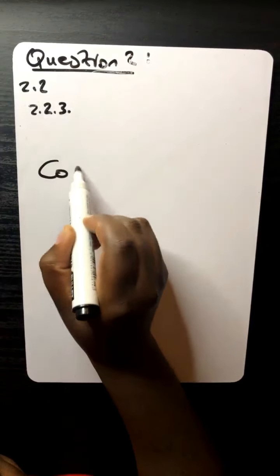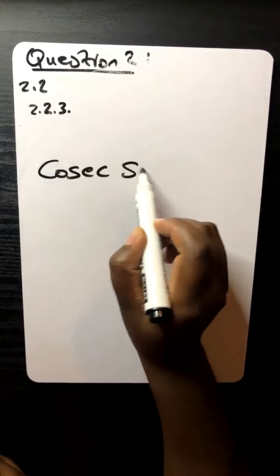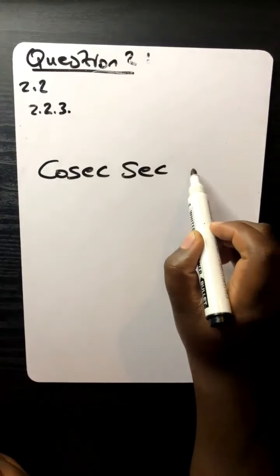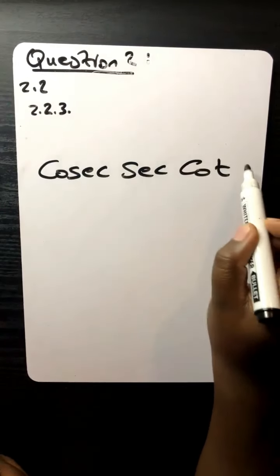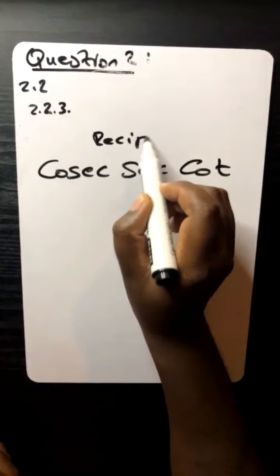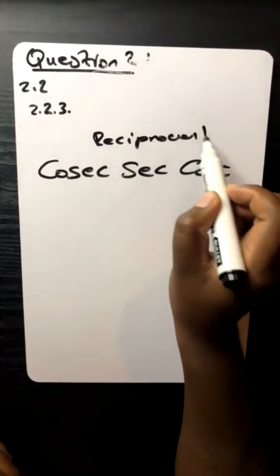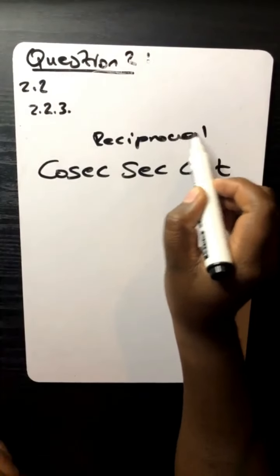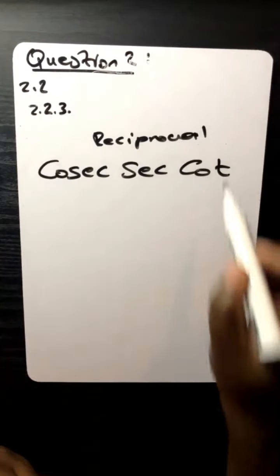Okay, so LB said when you have cosec, when you have sec, when you have cot, all of these are what we call the reciprocals. Guys, you know the spelling. These are what we call the reciprocals.